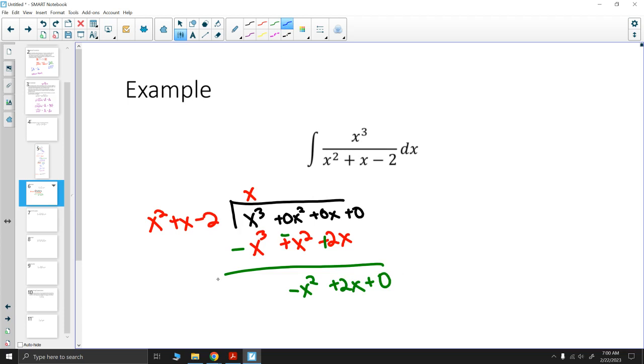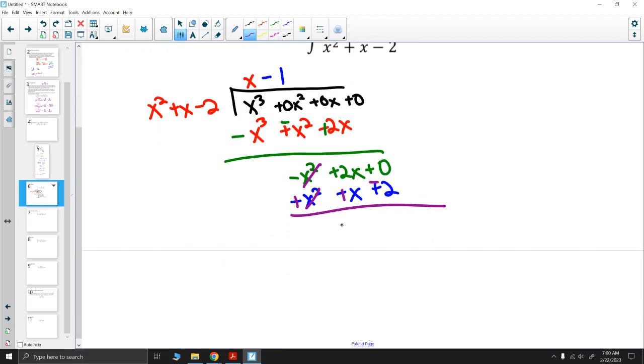All right, now we're trying to match x squared to negative x squared. That's negative 1. Negative 1 times x squared is negative x squared. Negative 1 times x is negative x. Negative 1 times negative 2 is plus 2. Same thing as before, we now subtract. So these are gone. We're left with 2x plus x is 3x minus 2. Okay, this is our remainder. So our quotient here is x minus 1 plus 3x minus 2 over x squared plus x minus 2.